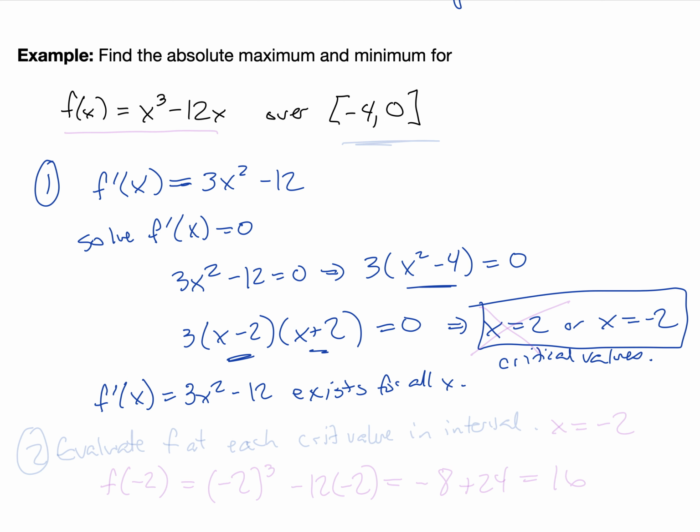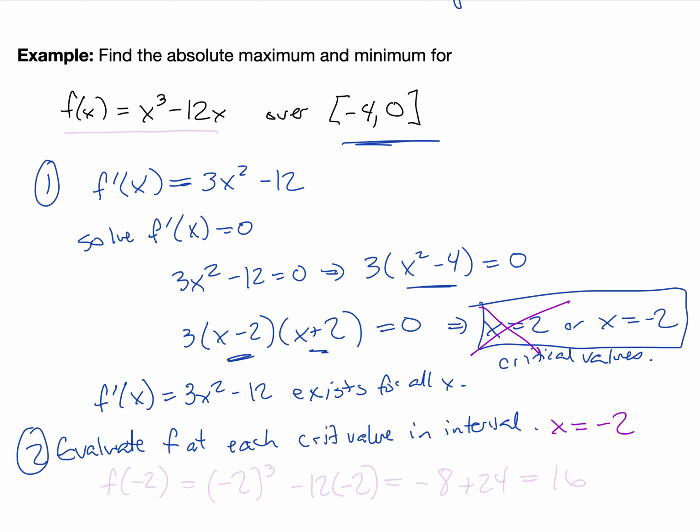So we want to evaluate f at each critical value in the interval. So don't forget that our interval was the interval from -4 to 0. So in fact, that positive 2 is a critical value, but actually it's not a critical value in the interval. So that is not a critical value that we'll be interested in. X equals -2 is the only one to look at.